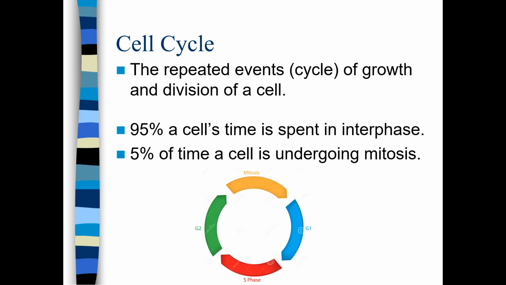So the cell cycle is a repeated series of events, right? It's literally in the name. There's the cell, cell cycle. And it's a series of events of the growth and division of the cell. The cell is always working towards division, even if it's not actively dividing. So 95% of a cell's time is spent in interphase. Interphase is literally anything that isn't mitosis. Mitosis is cell division, the actual process of division.